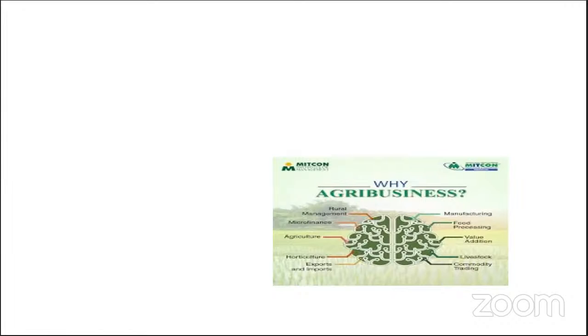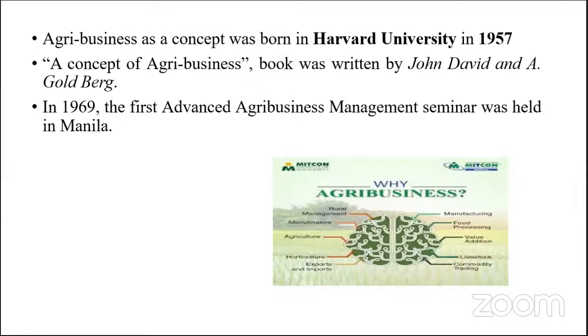Some of the exports and imports are being done, and some of the manufacturing and food processing are also made, and value addition is a very, very important thing that fetches new value, that adds additional value by means of this agribusiness and commodity trading. So by all these things we can state that agribusiness is a holistic way.